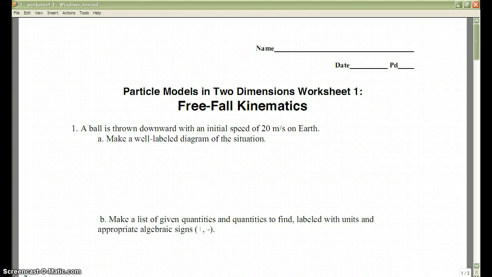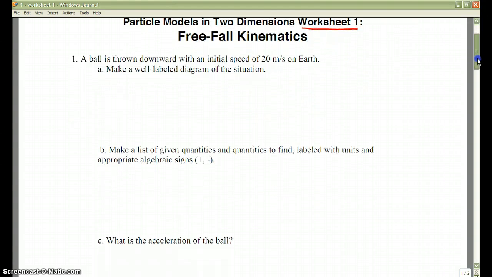Alrighty, let's get down to physics though. Here's our worksheet one that we're going to be using. You have a printed copy of it because I wanted to make sure that you were able to write down this example as I was talking about it.